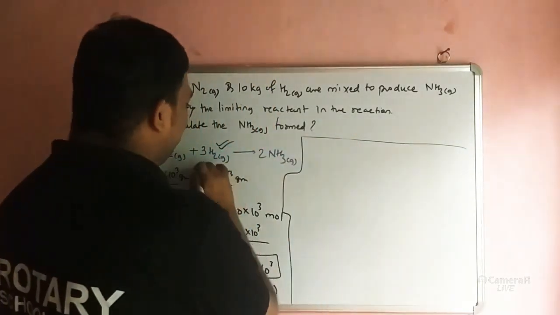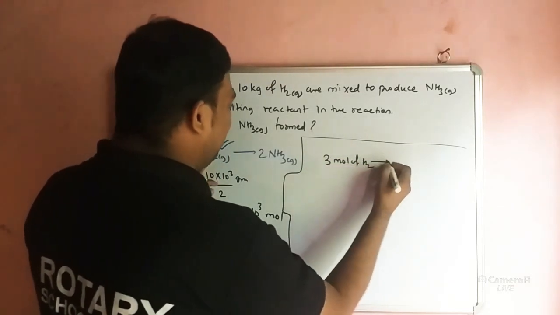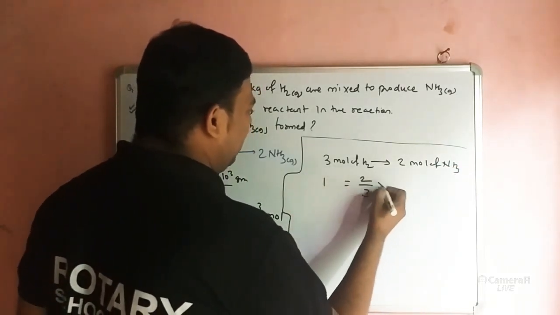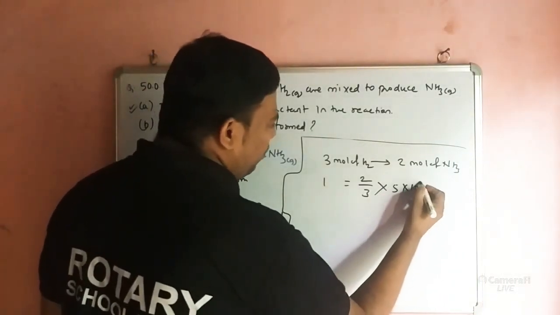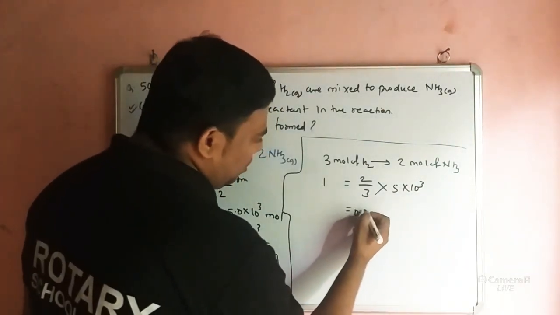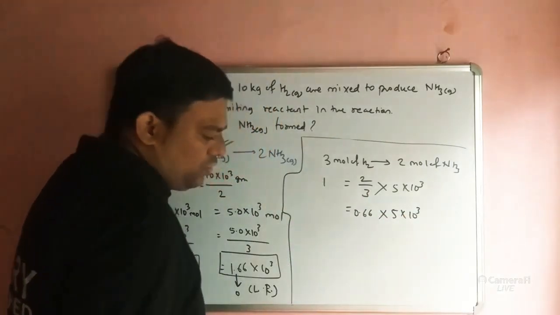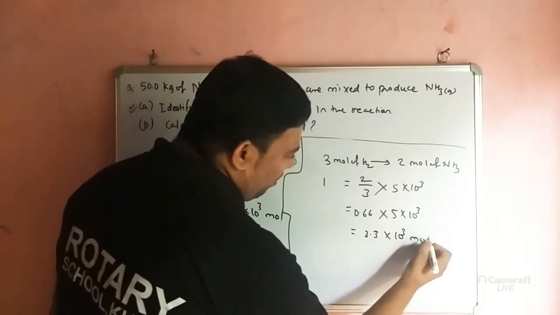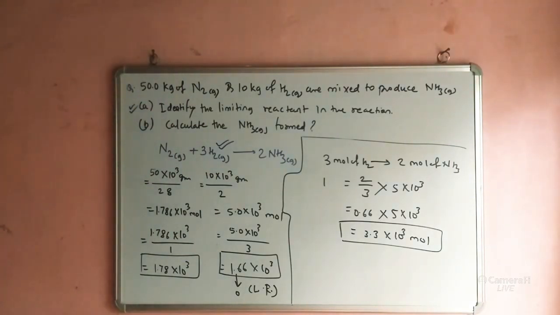See here, beta: from 3 moles of H2, how much ammonia do we get? We get 2 moles of ammonia. Then from 1 mole, how much will we get? 2/3. And the original moles were 5 into 10 raised to 3, so 2/3 into 5 into 10 raised to 3 moles. You will get 0.66 into 5 into 10 raised to 3, which is 3.3 into 10 raised to 3 moles. So we found the answer in moles. You can cross check your answer. Understood?